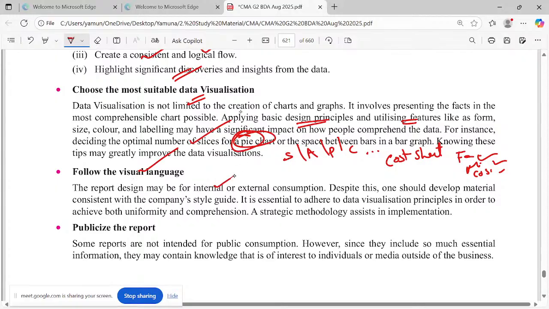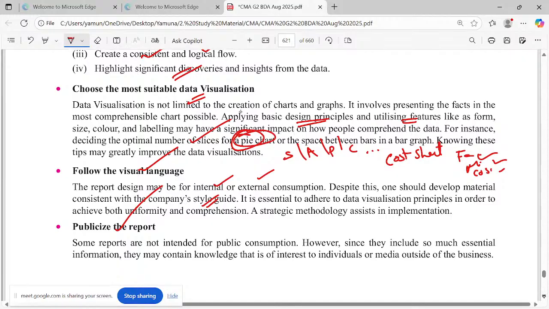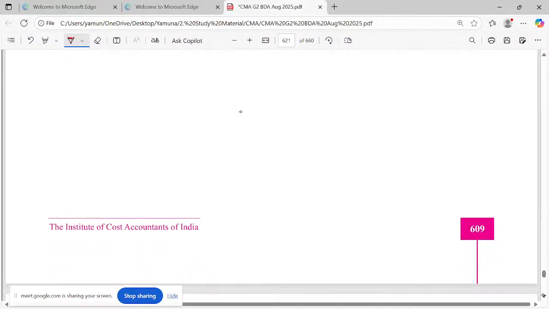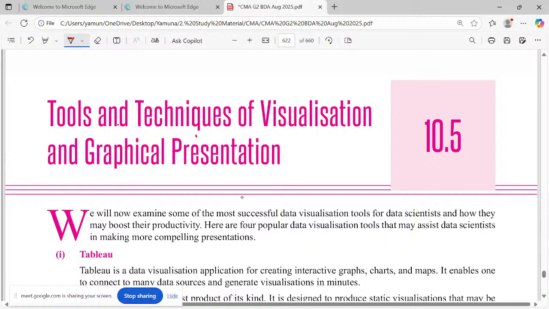What are the consumption, internal, external consumption, how the guide has to be, how the style has to be. Then you publish the results. Okay, so you just post it in the media. So that's about 10.5.